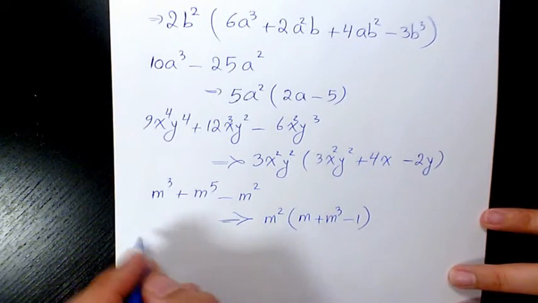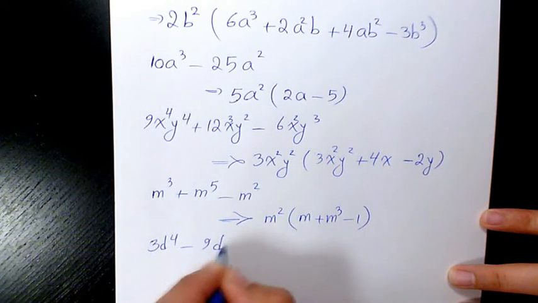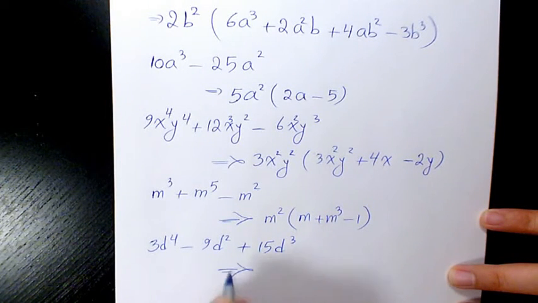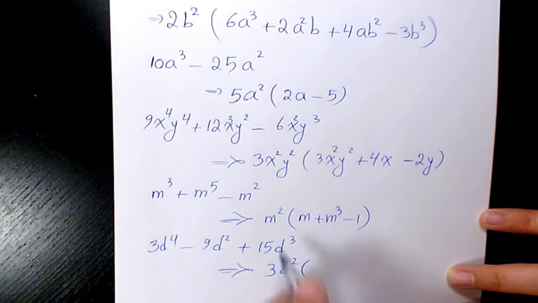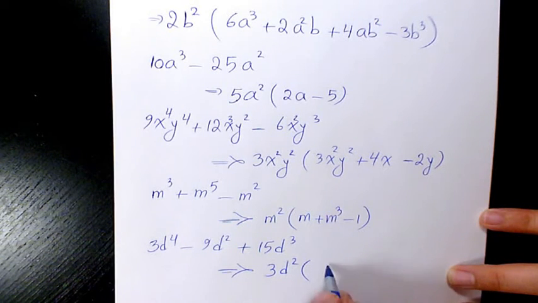Next one is 3d to the power of 4 minus 9d to the power of 2 plus 15d to the power of 3. You can factor 3 because that's the GCF for all of them, and also d squared because that's the smallest exponent. So 3d to the power of 4 divided by 3d squared is going to be d squared, minus 3 plus 5d.